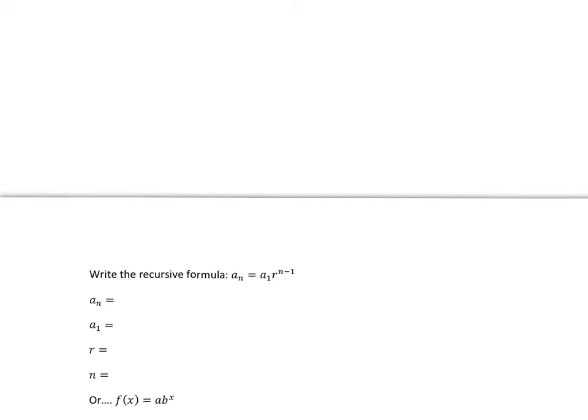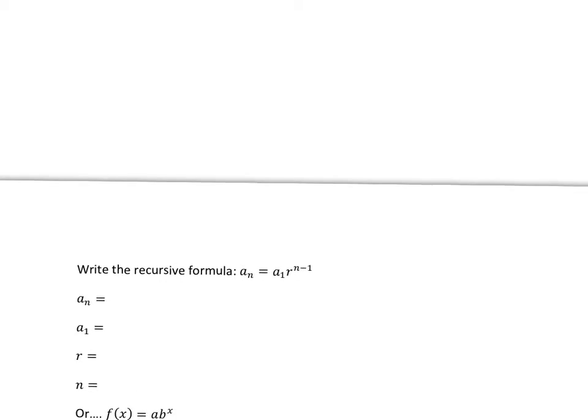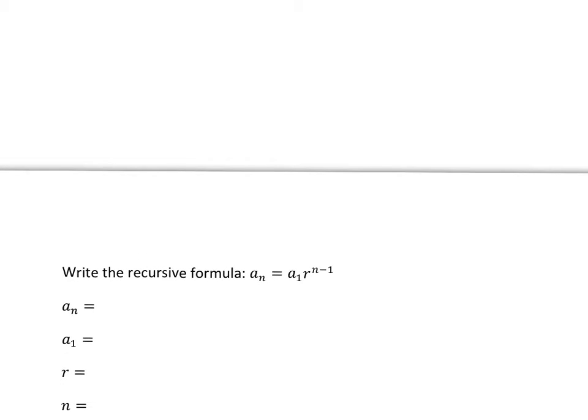Now we will be practicing writing the recursive formula for arithmetic and geometric sequences. We'll start with the geometric sequence. So the recursive formula states that a sub n, so that's what a little n says, a sub n equals a sub 1 times r to the n minus 1 power. So here, when we're writing the recursive formula, a sub n stands for the nth term in the sequence.